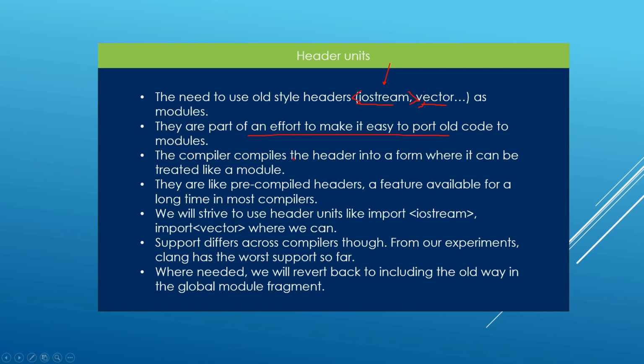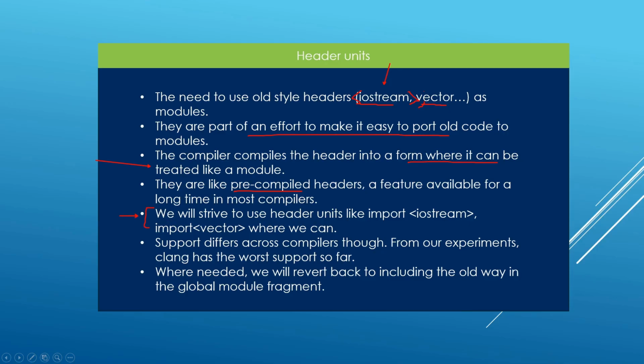The compiler is going to compile the header into a form where it can be treated like a module. This is what we just said. And if you have used precompiled headers in old C++ code, the idea is the same. They are precompiled in a way that we can treat them as modules.